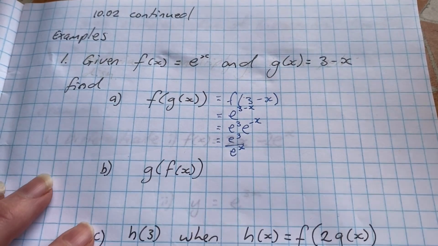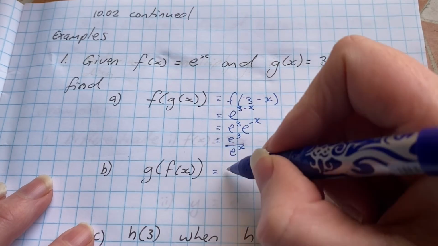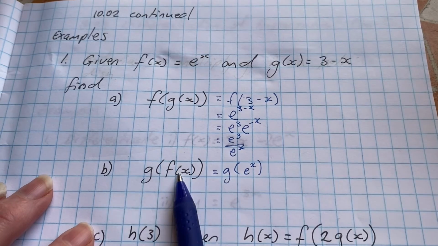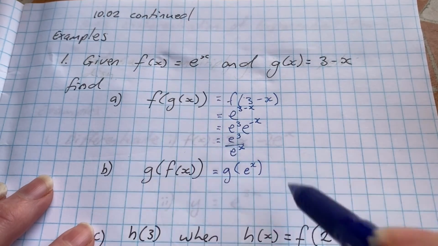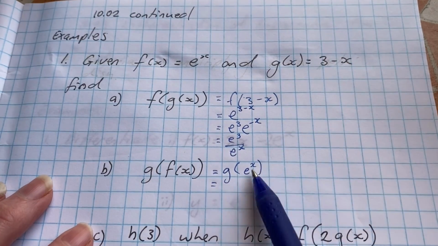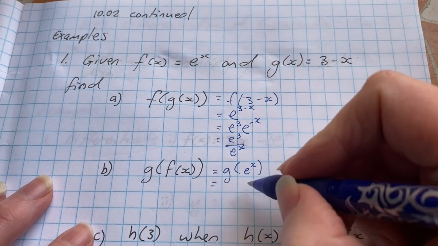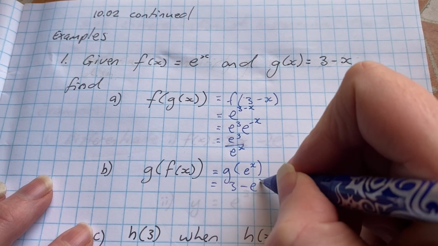So g of f of x is the same as g of e to the x, because instead of f of x, I've put e to the x from up here. So then I'm just going to replace any x's in g with e to the x. So that would be 3 minus e to the x.